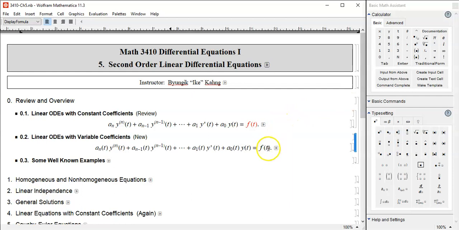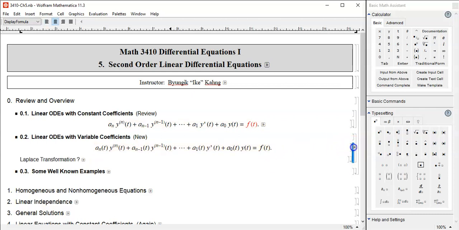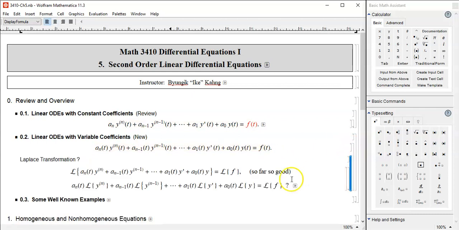In this chapter, we're going to be concentrating upon this kind of equations. Linear ordinary differential equations with variable coefficients. What's the difference? Here, all those a1, a2, all those are constants. Here, those can be functions. Now, can we do the same thing? No, not really. We can take Laplace transform. Okay, so far so good. But the second, this one doesn't work.